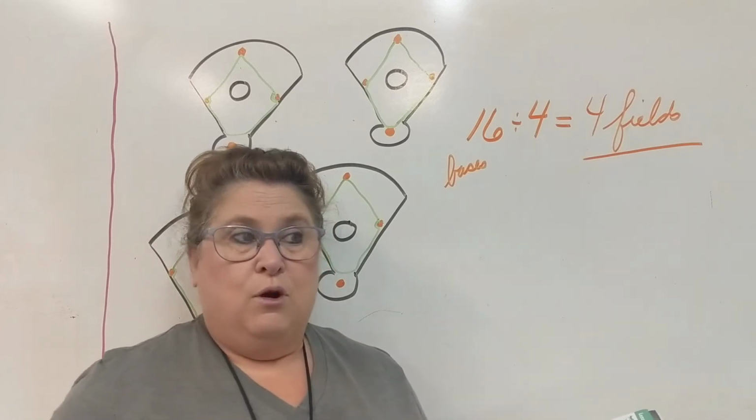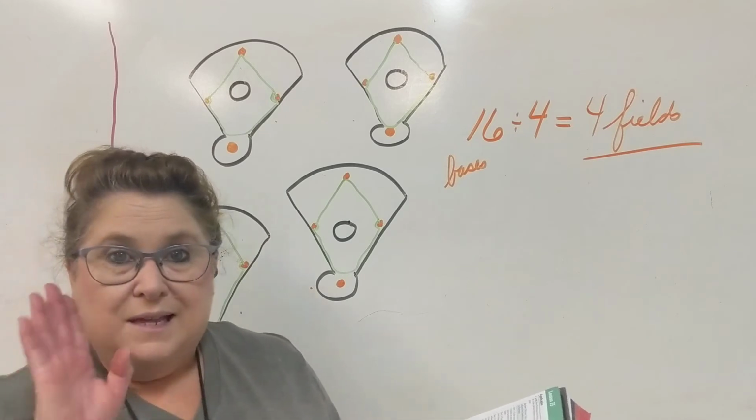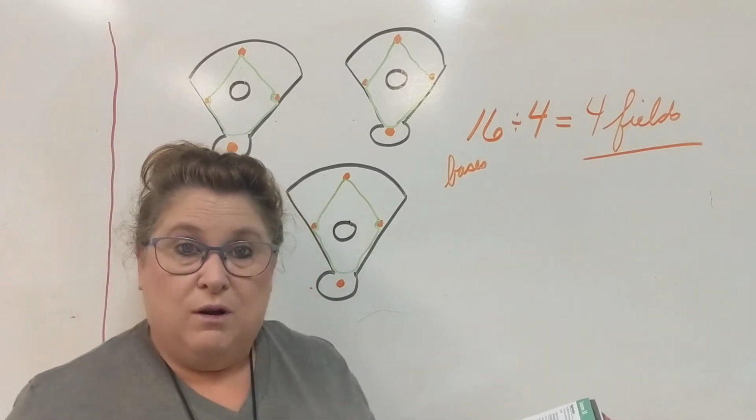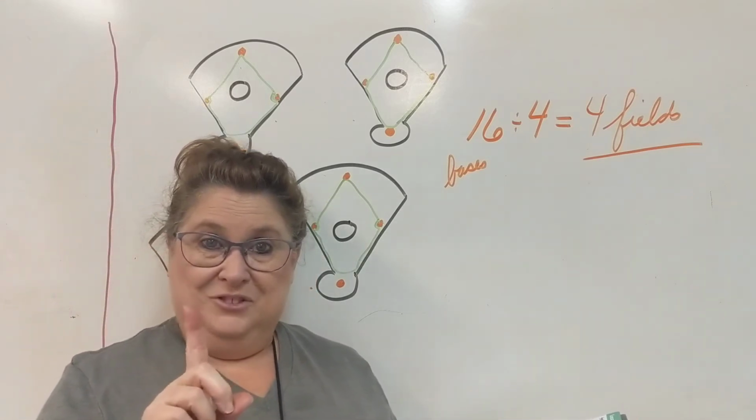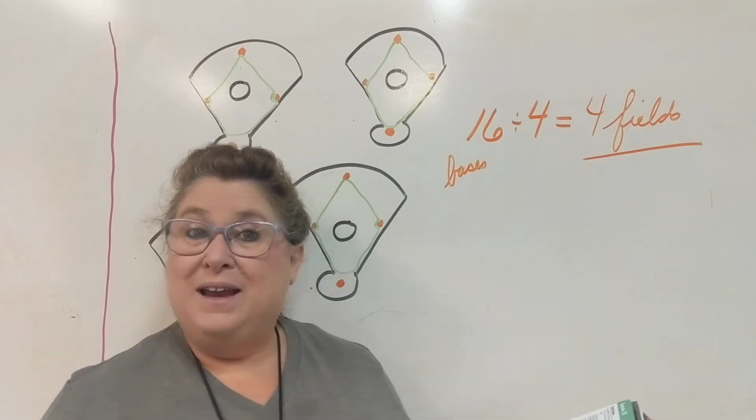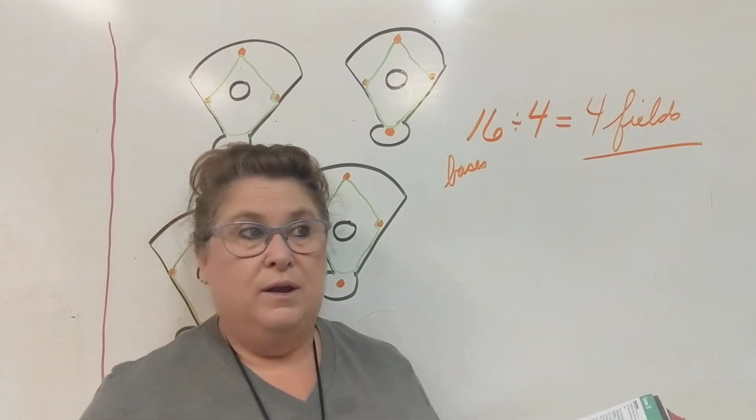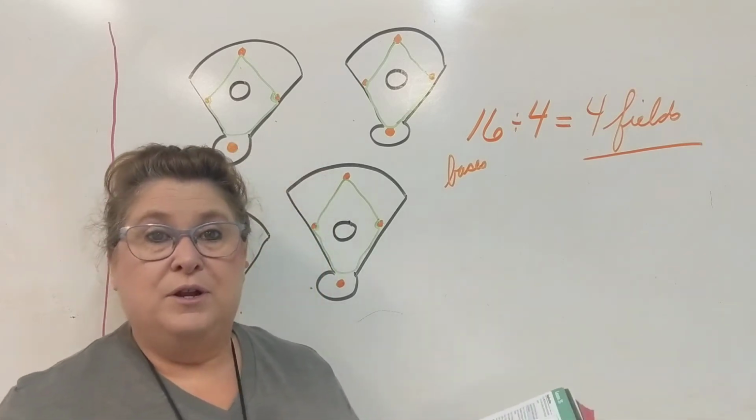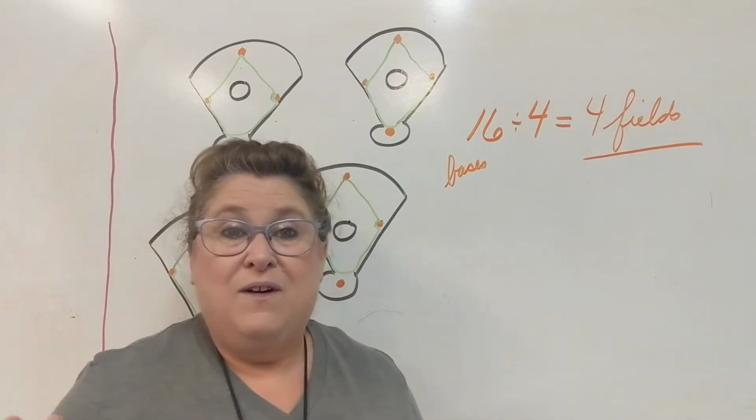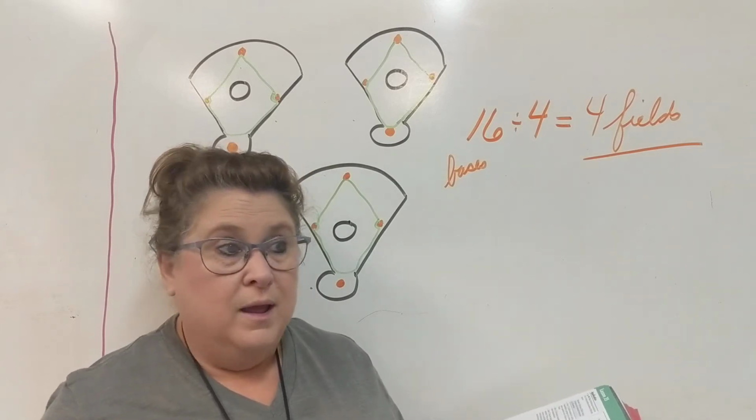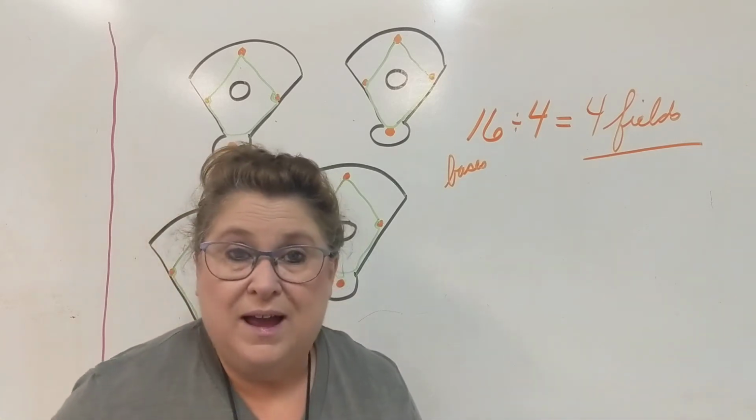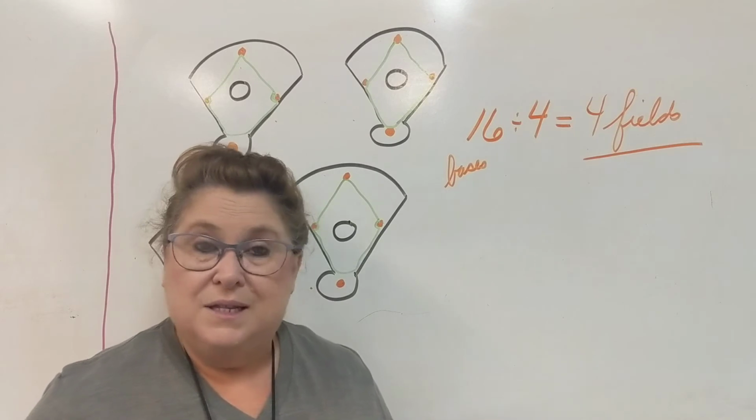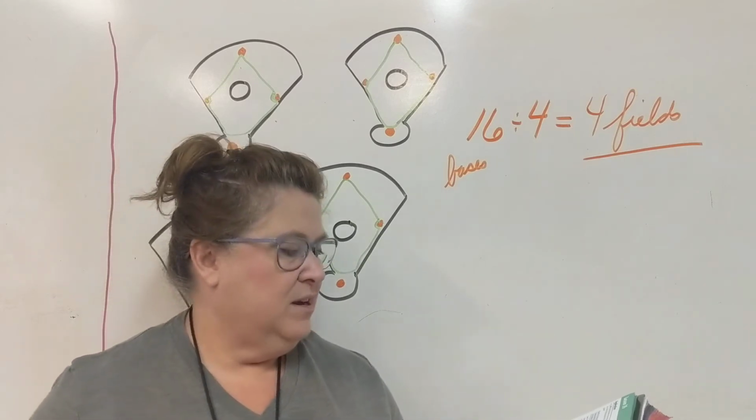4 divided by 4. We can count by 4s and see how many times it takes us to get to 4. 4. So it's 1. Anytime we divide a number by itself, it's going to be 1. 5 divided by 5 is 1. 100 divided by 100 is 1. 1 million divided by 1 million is 1. 1 million gazillion divided by 1 is 1 million gazillion. That's not really a number. I was just trying to make it fun.